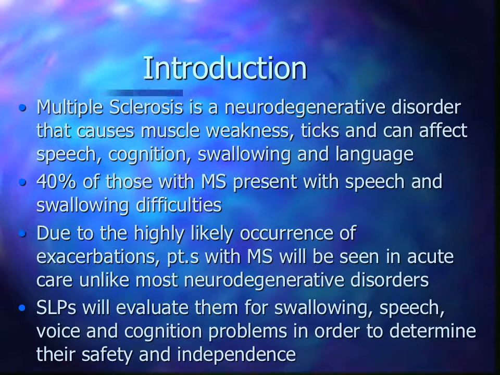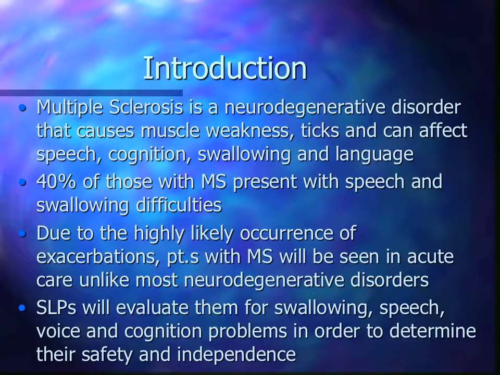Multiple sclerosis is a neurodegenerative disorder that causes muscle weakness, tics, and can affect speech, cognition, swallowing, and language. 40% of those with MS present with speech and swallowing difficulties. Due to the highly likely occurrence of exacerbations, patients with MS will be seen in acute care, unlike most neurodegenerative disorders. ALS and PD are often not seen in acute care, and what makes MS a little bit different from common neurodegenerative diseases like those I just mentioned is that they have these relapses that cause severe symptoms, and they may or may not get better after a relapse.